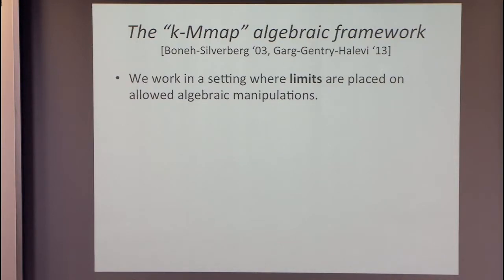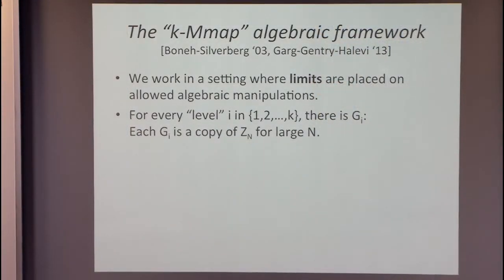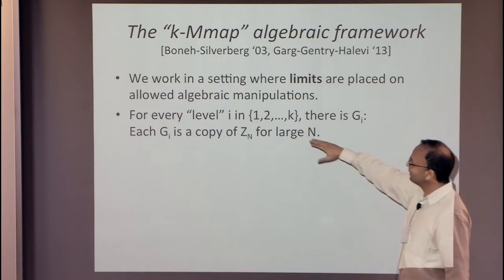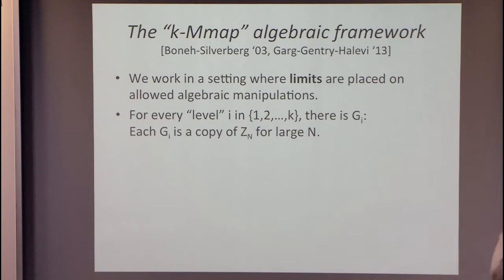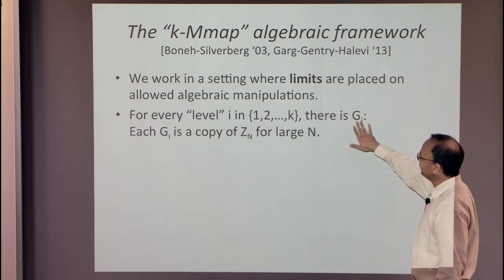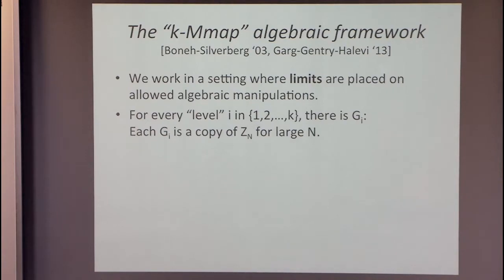Okay? But what is the overall structure? What is the idea here? The idea of multilinear maps is to work in a setting where you can do various algebraic manipulations, but there are certain limits to what you can do. Okay? And what are those? Okay, first of all, what's the setting here? First, there will be a certain upper bound k that's established, a certain limit. Okay? And you have levels 1, 2, 3 up to k. And for each such level, there is this object G_i. And G_i is just a copy of the integers modulo N for some large random integer N.